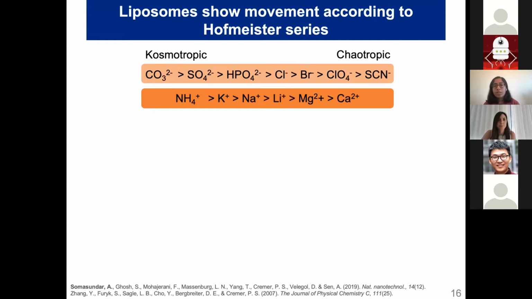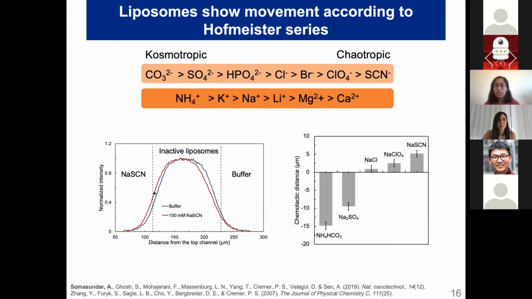So in order to test the hypothesis that liposomes indeed move according to the Hofmeister series, we picked salts from the other end of the series. And indeed, what we see is that the liposomes are showing a reverse positive chemotactic effect with salting in salts.